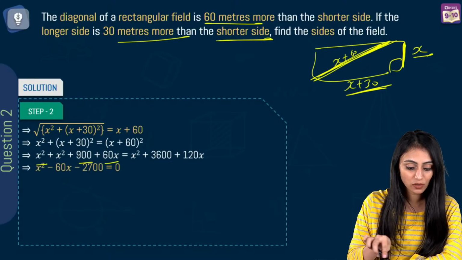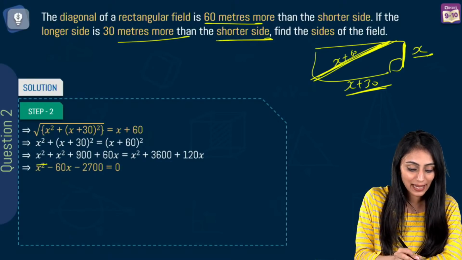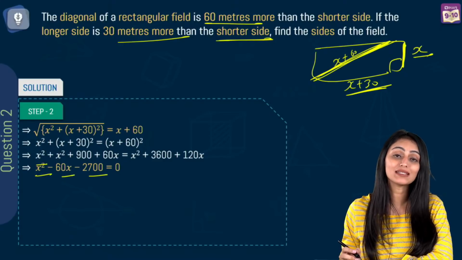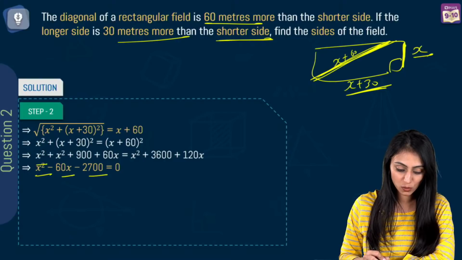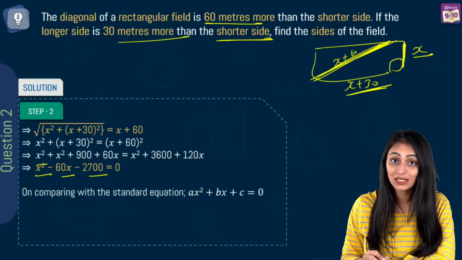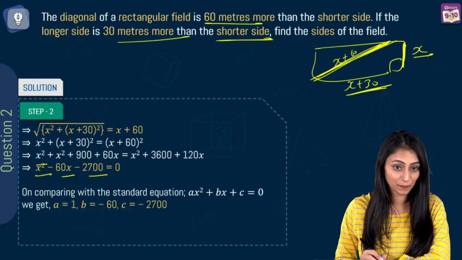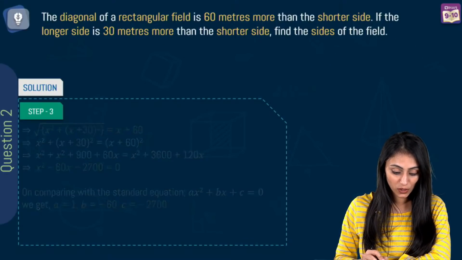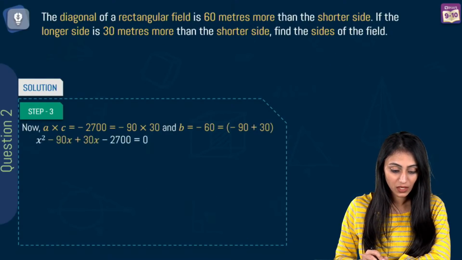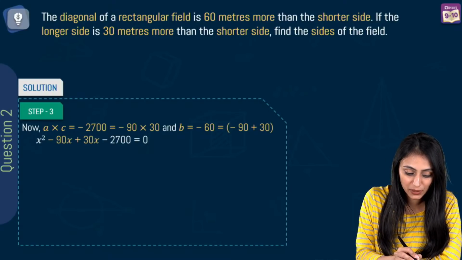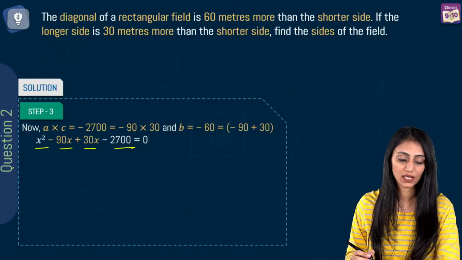So I'll take everything on one side now. So what will I get? x square minus 60x minus 2700 equal to 0. This is going to be the equation. Now we can compare it with the standard form of the quadratic equation, and we get the values of a, b and c. After that we can just split it up. It's going to be x square minus 90x plus 30x minus 2700 equal to 0.